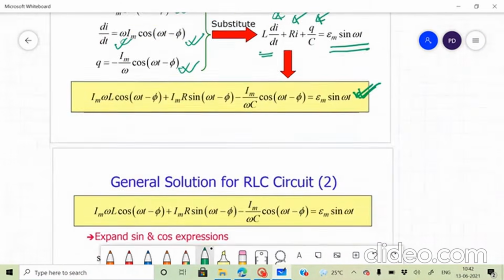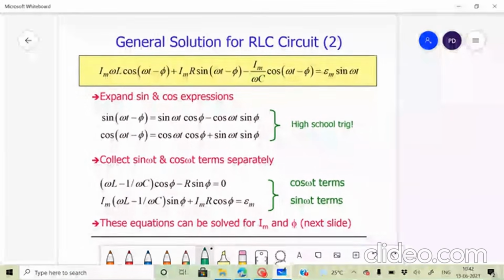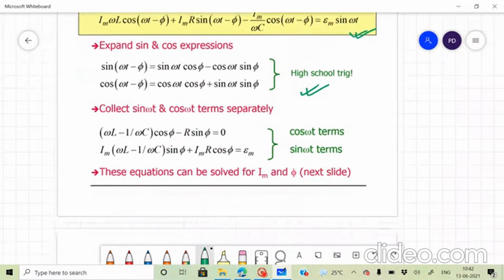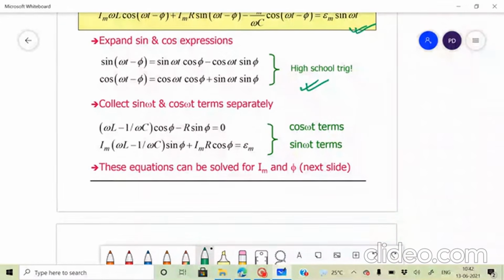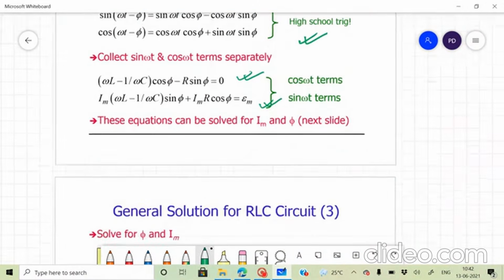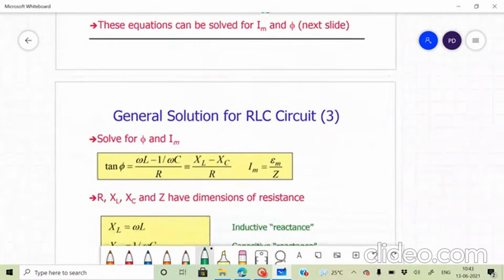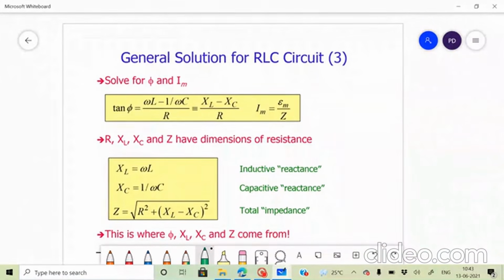Let's move ahead. So you can slightly rearrange it, and then you can basically rewrite the same equation as this. Now expand the sine and cosine expression. You will get these two equations. Okay. Now what you do is collect the sine and cosine terms separately. So this equation is for cosine terms and this is for the sine terms. And if you solve those two equations for phi, the phase angle, and I_m, the maximum current, you will get this expression. This is something very important for the series LCR circuit.